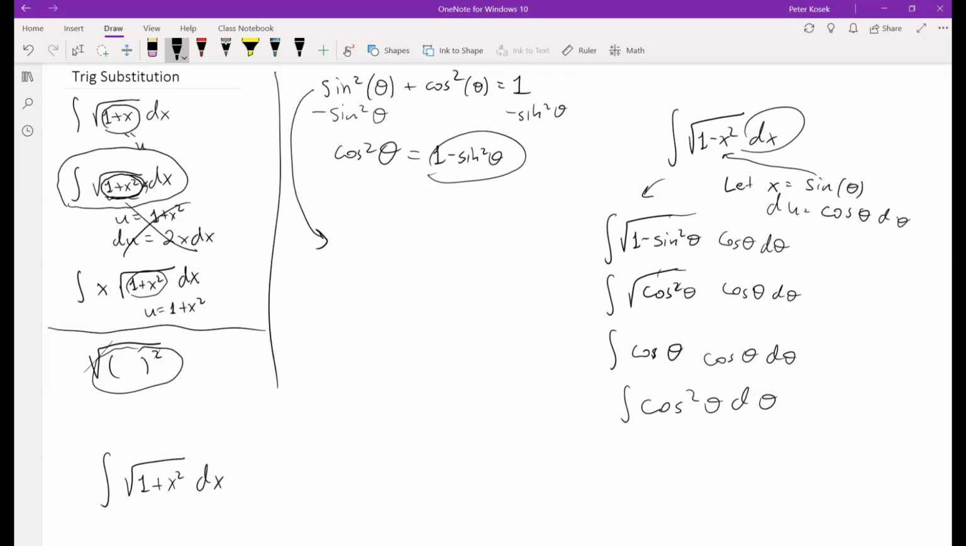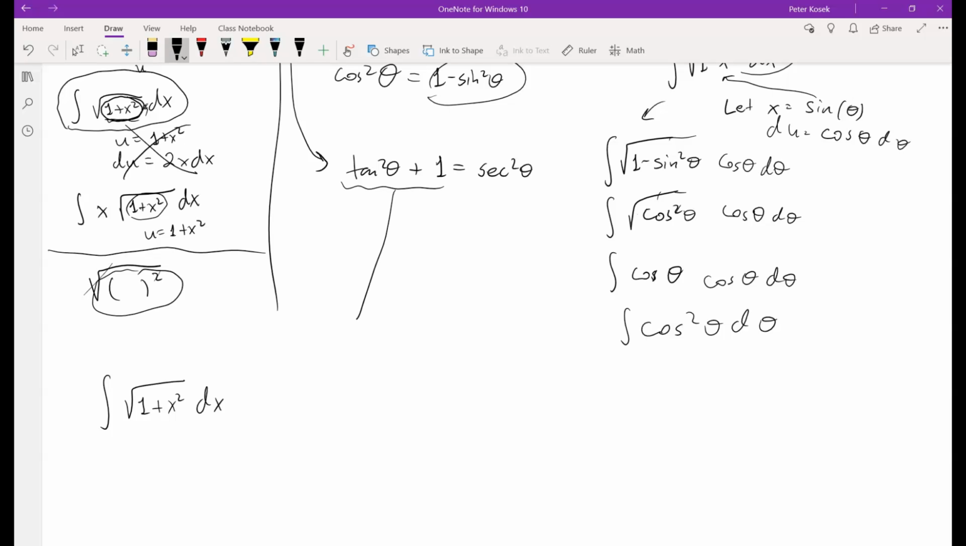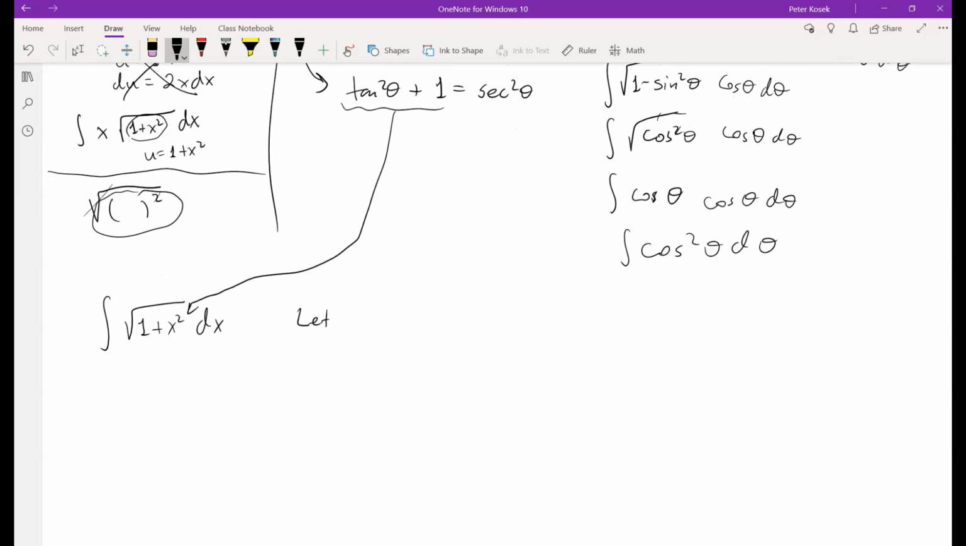One way to manipulate this is to divide by sine squared or cosine squared. If I divide everything by cosine squared theta, sine squared over cosine squared becomes tan squared theta, cosine squared divided by cosine squared is 1, and 1 divided by cosine squared is secant squared. So now this expression looks a lot like the one we want. This leads to my choice of substitution: let x be equal to tangent of theta. Then my dx would be secant squared theta d theta.